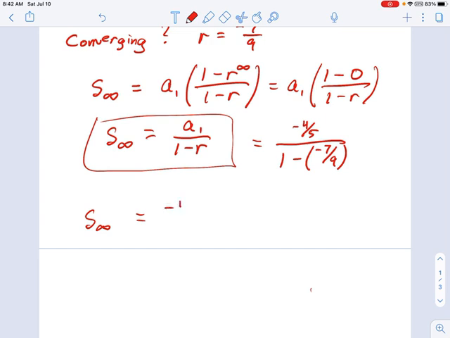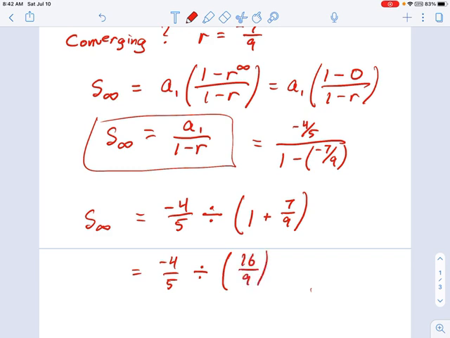We have negative 4/5 divided by something, okay? Negative 4/5 divided by this thing. Well, what is that thing? It's 1 minus negative 7/9. That's 1 plus 7/9, okay? Which is negative 4/5 divided by 9 over 9 plus 7 over 9. Okay, so that's 16 over 9.